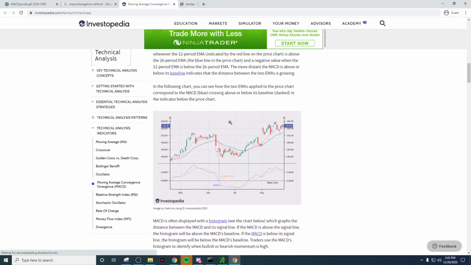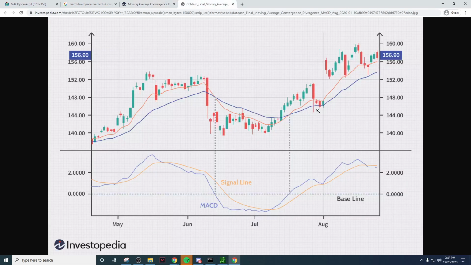Hold up. Okay, yeah, this is perfect. So the yellow line right here is the signal line. The MACD is the blue line. So right here we had a crossover, right? The MACD broke its signal line, and we saw this uptrend. This is its high right here.